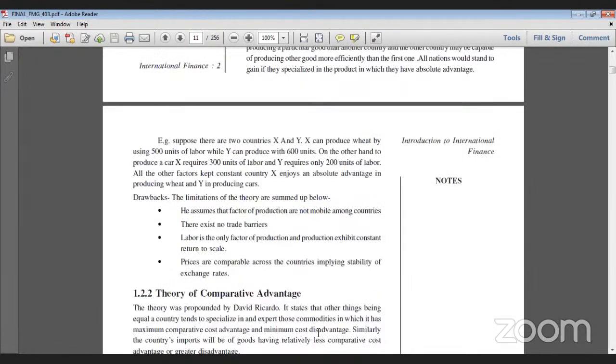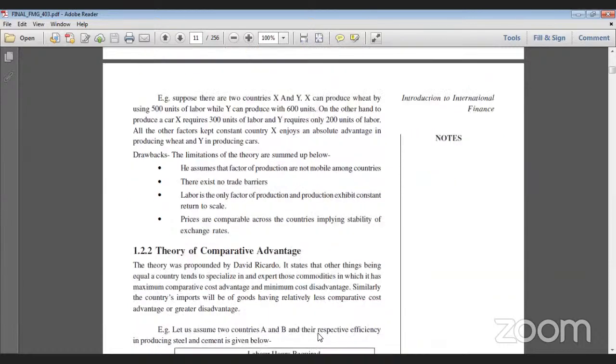He assumed that the factors of production are not mobile among the countries. There exist no trade barriers. Labor is the only factor of production, and production exhibits constant returns to scale. Prices are comparable across the countries, which implies stability of the exchange rate.